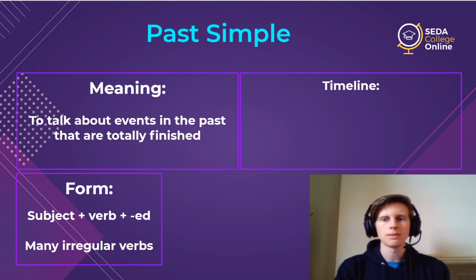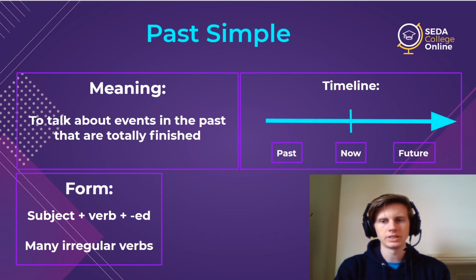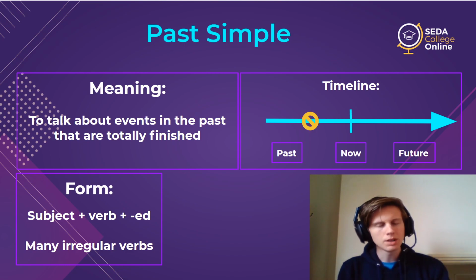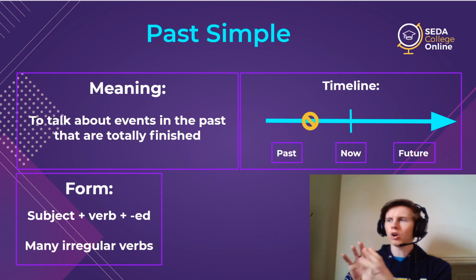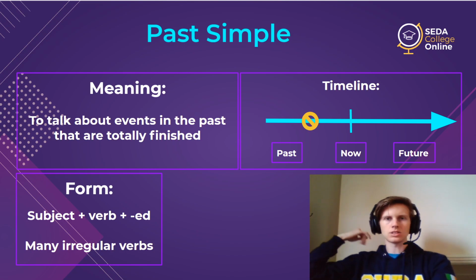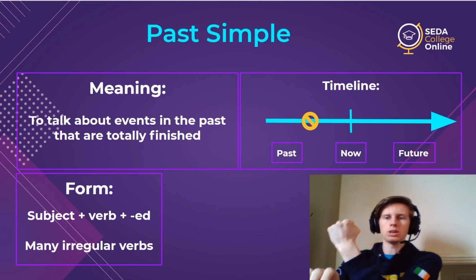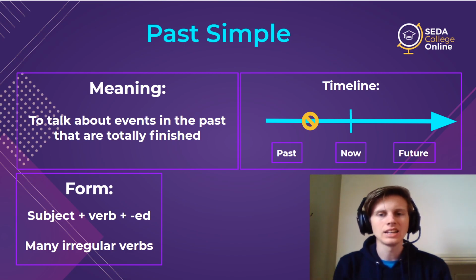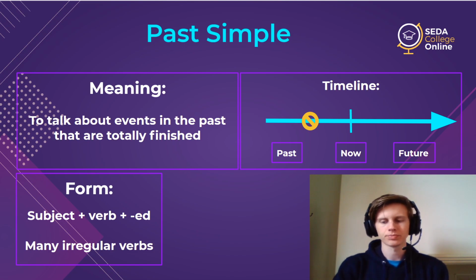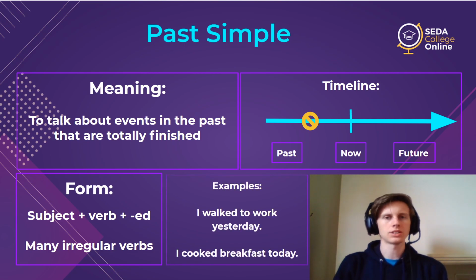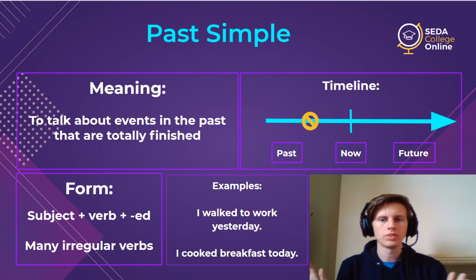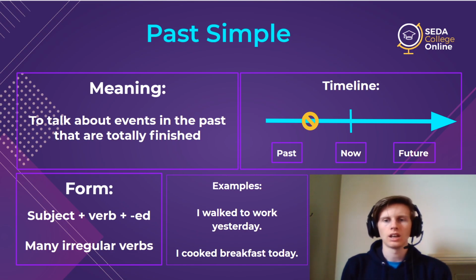So if we look at this on a timeline, I think timelines are very important for verb tenses. We're just talking about that one point of time in the past. You have all of these events going from the past to the future, and we're just picking one and talking about it. It's finished, it's done, nothing is connected to now. So some examples. I walked to work yesterday. Finished, done. That is one event that happened yesterday. Or I cooked breakfast today. Closer now to the present, but it still happened early this morning. It's finished this morning. It's done this morning.